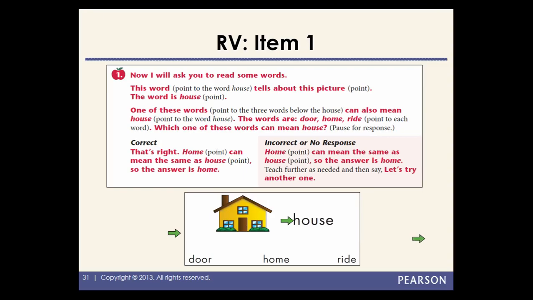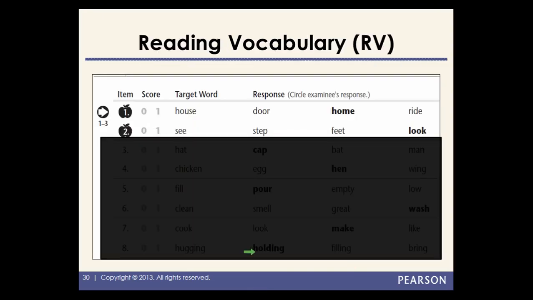The words are door, home, ride. Which one of these words can mean house? And, of course, the correct answer is home. So that's basically what this test looks at. This is the record form. You can see the first one, the target word is house. The responses are door, home, and ride. The second item, which is a teaching item as well, the target word is see, and the responses are step, feet, and look, and you'd be expecting them to say look. So you can see that. That's basically how the task progresses.